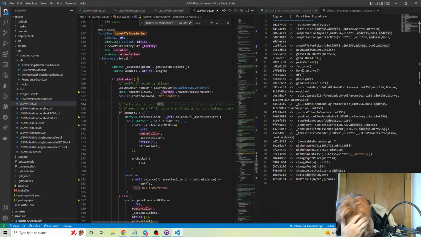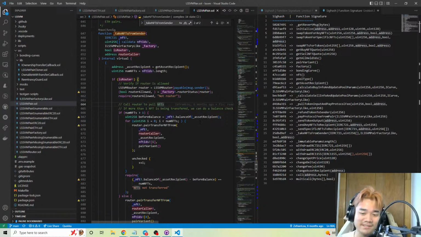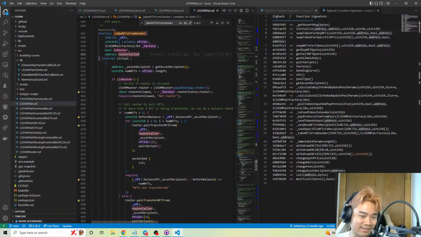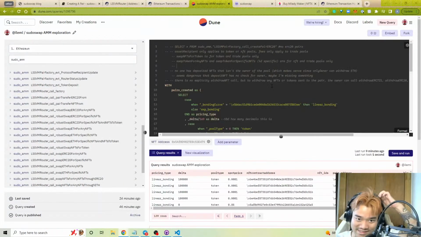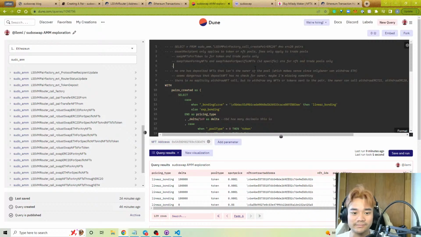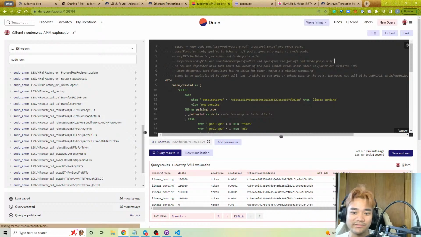So I think we can assume that the asset recipient is just going to get either the tokens, by tokens I mean the ETH, or the NFTs based on the pool type, and functionally nothing else really changes. Delta isn't different. There's no fees, but anyways, still have a bonding curve. So token pool type doesn't matter too much. Let me save these notes.